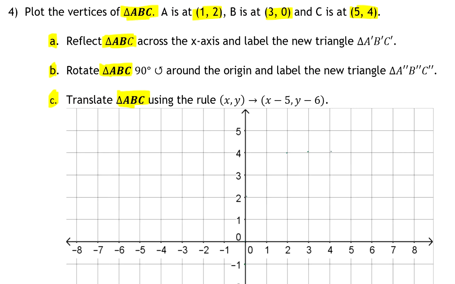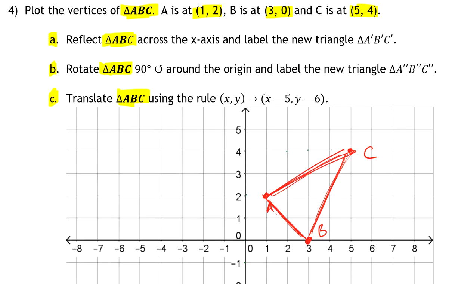So let's go ahead and plot the points for triangle ABC, and I guess I'll use red for this. We'll start with A at 1, 2, so here's point A. It says that B is at 3, 0, so here's my point B. And then finally C is at 5, over 5, and then up 4. So this is point C. So here's my original triangle, and I'm going to sketch these vertices. This is not a graph. I'm sketching these. Okay, so here's my original triangle.